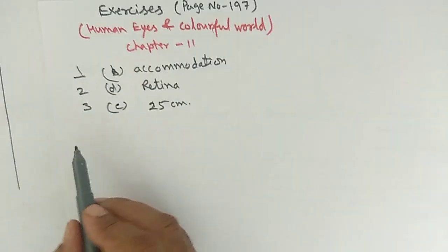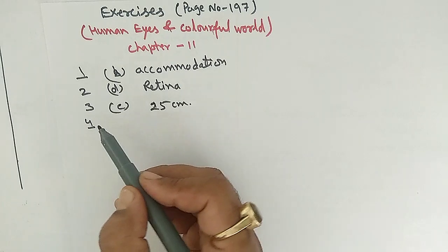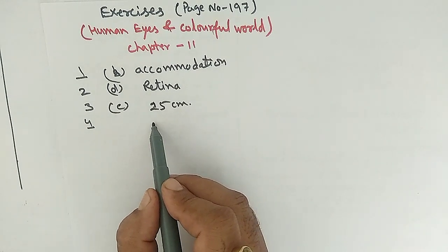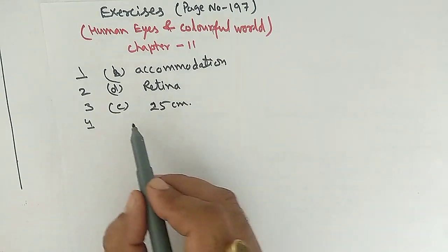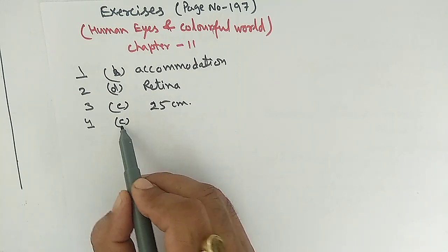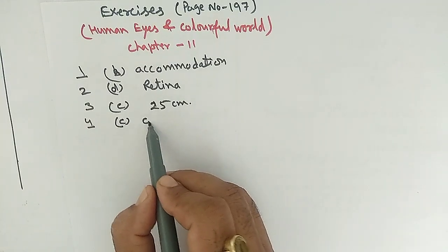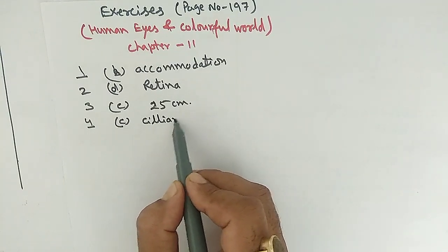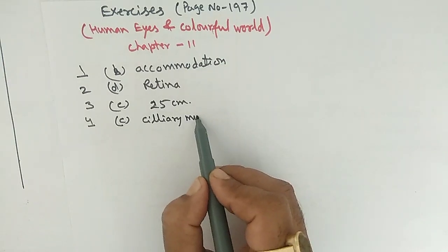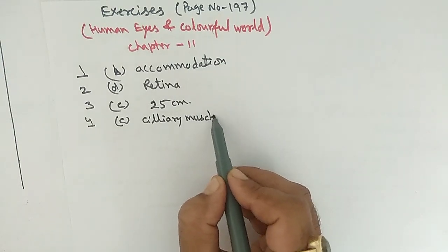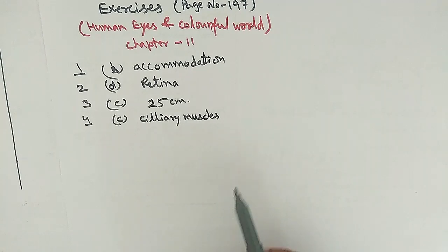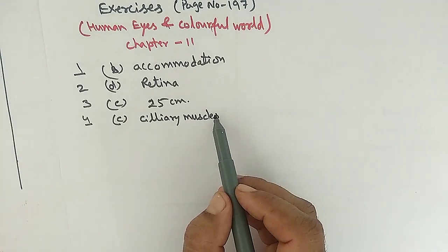Now come to question number 4. The change in focal length of an eye lens is caused by the action of... it is again the ciliary muscles. You know the function of the ciliary muscles, responsible to change the focal length. It is the ciliary muscles.